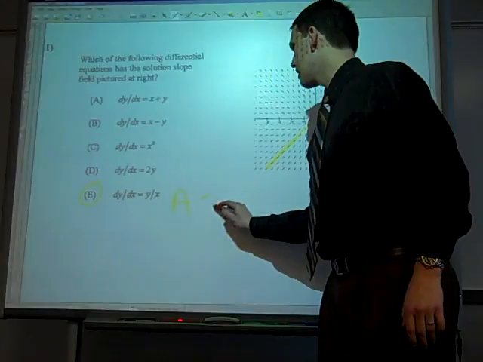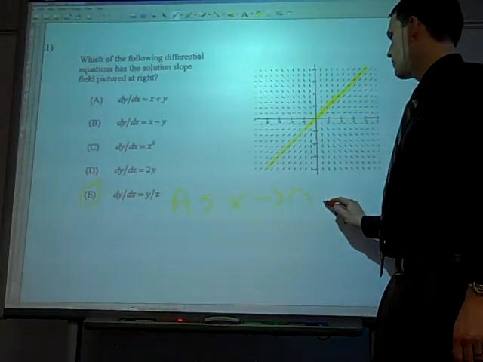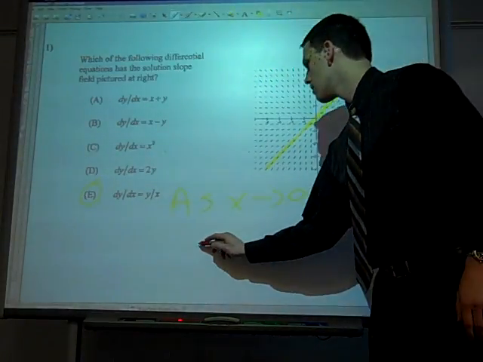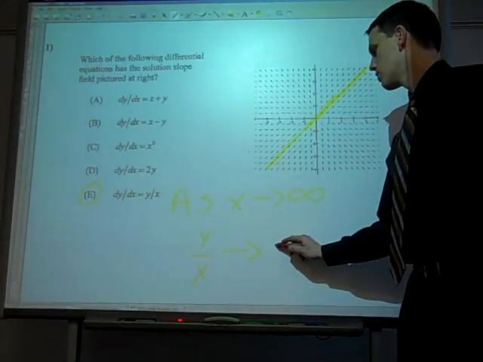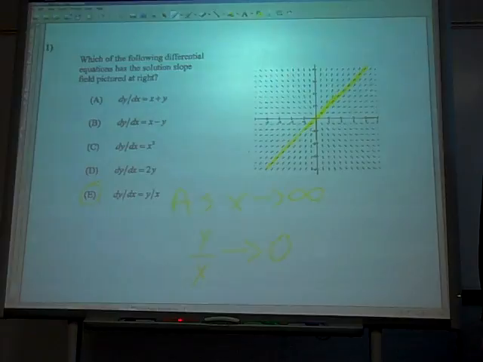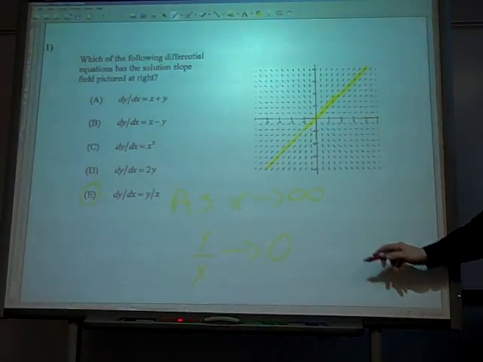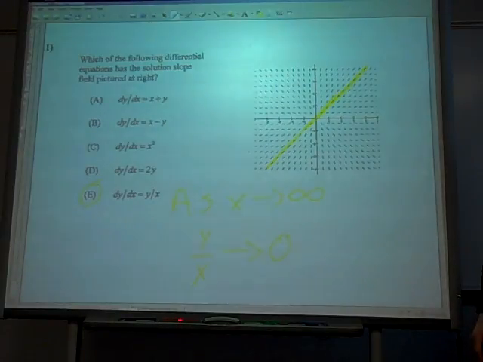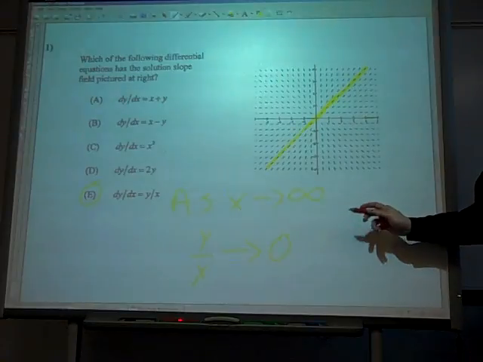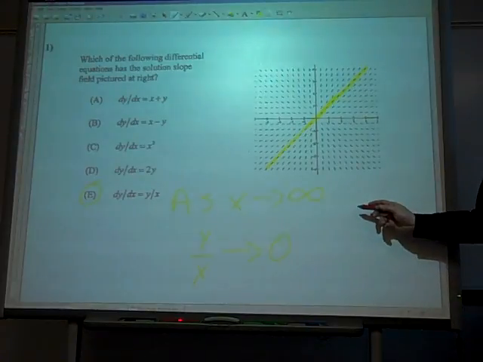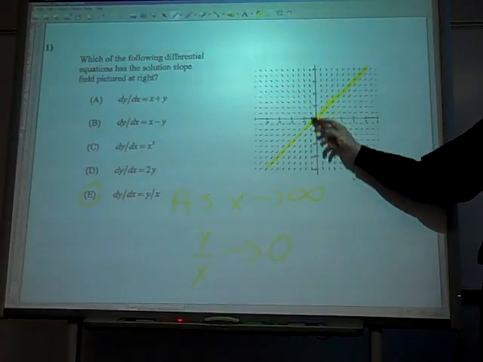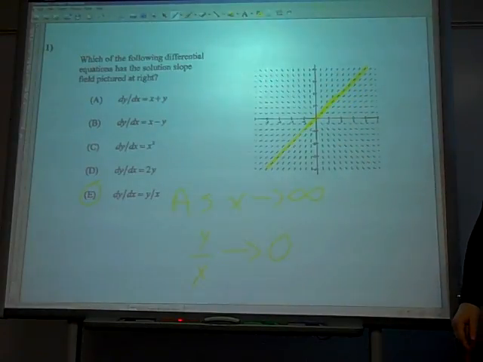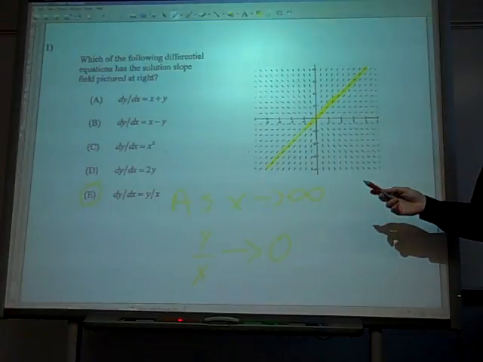So maybe we said as x goes to infinity, y over x would have to go to 0, assuming that y was not also going to infinity, if y is fixed. And then as x goes to 0 and y is fixed, you get a really big number. That works. We could also look at other things.